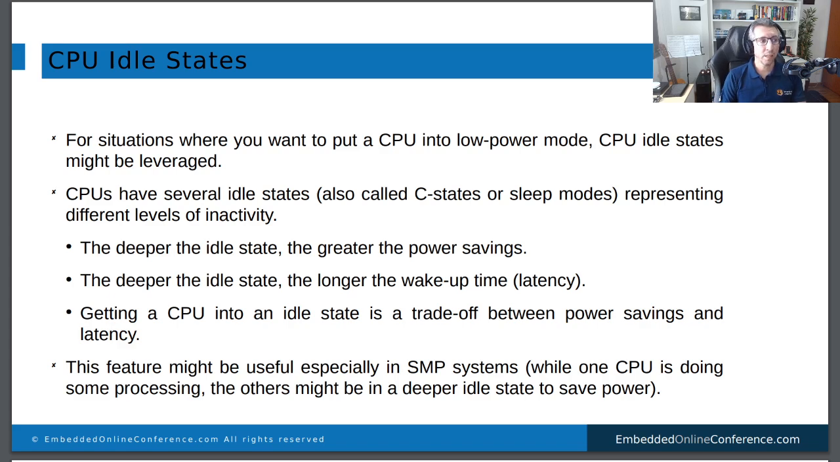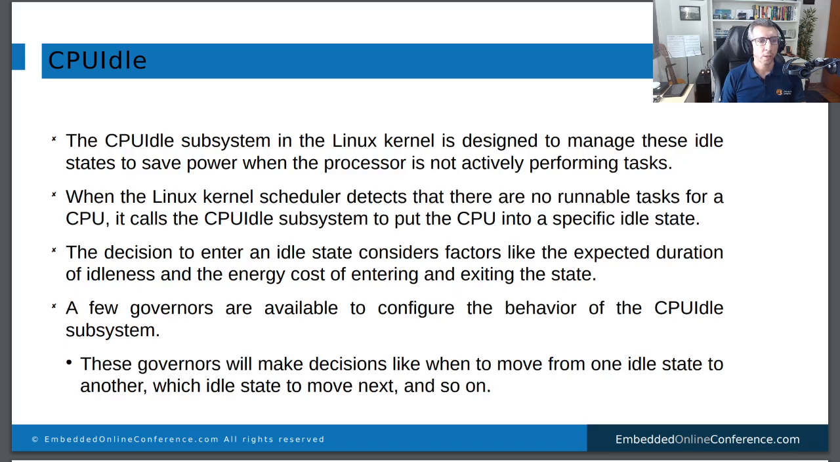Anyway, you can get the CPU into an idle state, a low power mode, right, if you don't have anything to do on that CPU. So the Linux kernel has this subsystem called CPU idle for that. If it is enabled and supported by the hardware, it can automatically get CPUs into a low power mode, into an idle state. Of course, as I mentioned, there are trade-offs in this decision, right? So that's why there are a few algorithms that they call governors.